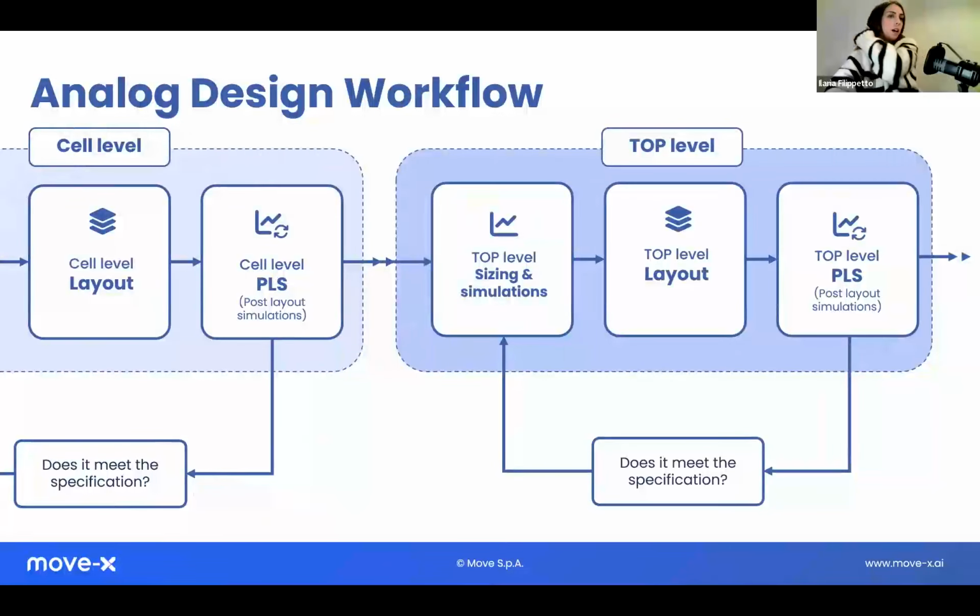And then when the cell level is okay, we can go to the top. So the top level of the chip is assembled, and then the exact same process, so sizing and simulations, layout, and PLS, is iterated until also the top level specifications are met. Top level simulations are generally very long and also quite challenging to manage. So it is important that inside the team we define a subset of scenarios to validate the top level performance.